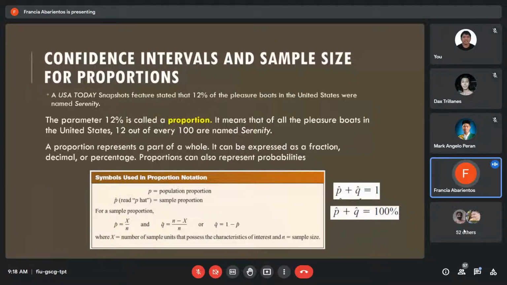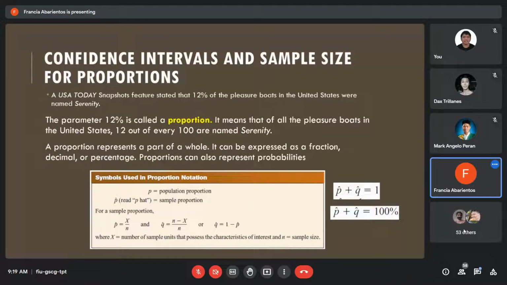The confidence intervals and the sample size for proportions if given sa atin is yung proportion. We have different parameter. For example, 12% is called a proportion. Ayan, USA Today snapshots feature stated that 12% of the pleasure boats in the United States were named Serenity. The parameter 12% is called a proportion. It means that all of the pleasure boats in the United States, 12 out of every 100 are named Serenity. A proportion represents a part of a whole, so it can be expressed as a fraction, decimal, or percentage. So the proportion can be represented by the probabilities.